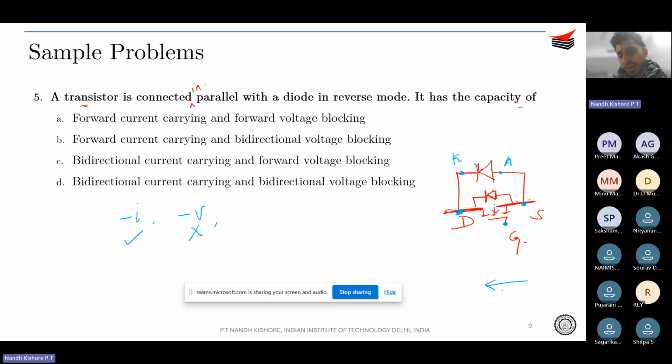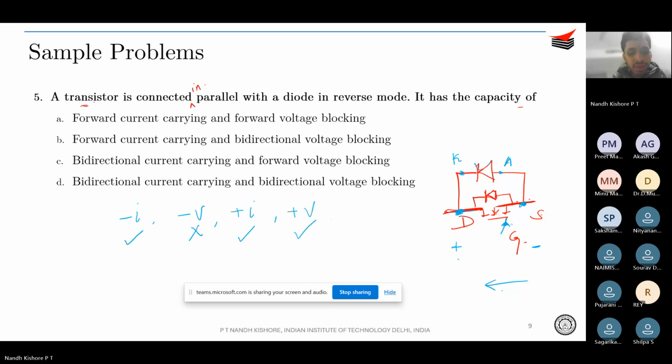It can conduct current from drain to source, right? When I give gate pulses to this MOSFET, it can conduct from drain to source. So positive current is possible. First of all, I forgot to define: I am taking this as the positive terminal, and this source as the negative terminal. So positive current means plus to minus, and positive voltage blocking means across plus and minus. So it can conduct positive current from drain to source when you give gate pulses, and when you withdraw the gate pulses, it can block positive voltage from drain to source.